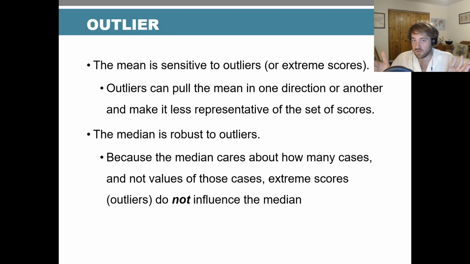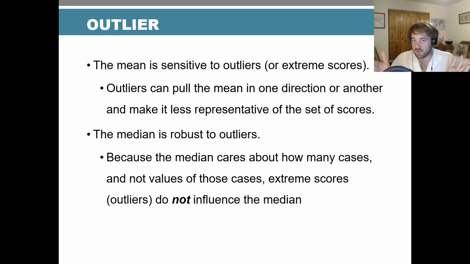And so that's my second point there. The median is robust to outliers. The median cares about how many cases, not the values of those cases. So extreme scores just aren't going to influence it. And there you go. The mean is sensitive. The median is not.